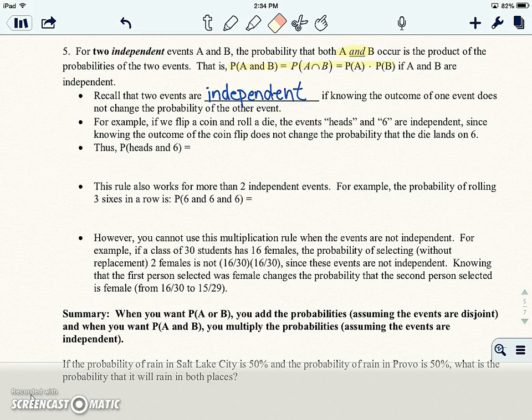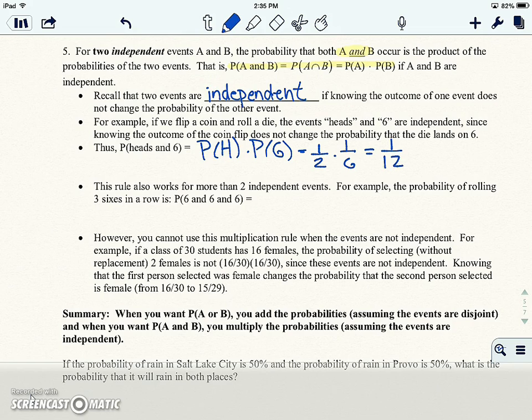Thus, the probability of heads and 6 is the probability of heads times the probability of getting a 6. Well, the probability of getting a head is 1/2. The probability of getting a 6 is 1 out of 6. So the probability of having both things happen is 1 out of 12.